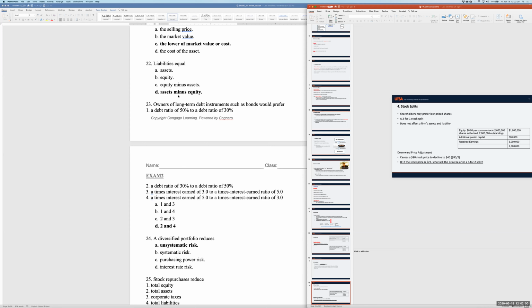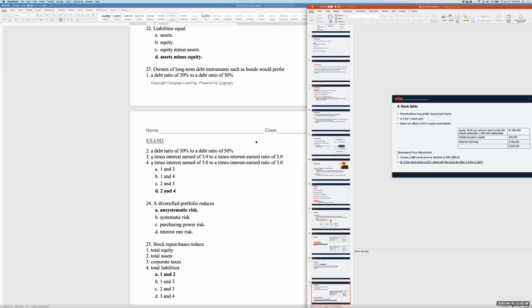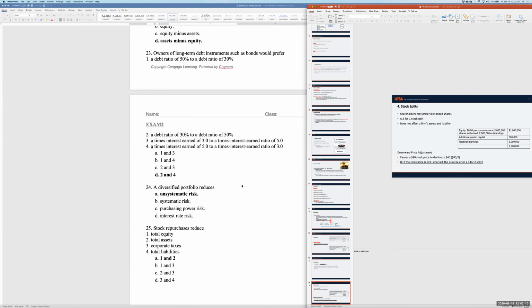liabilities equals assets minus equity. You may recall assets equals equity plus liabilities. So liabilities is assets minus equity. Question 23, owners of long-term debt instruments such as bonds would prefer 1, a debt ratio of 50 to a debt ratio of 30.